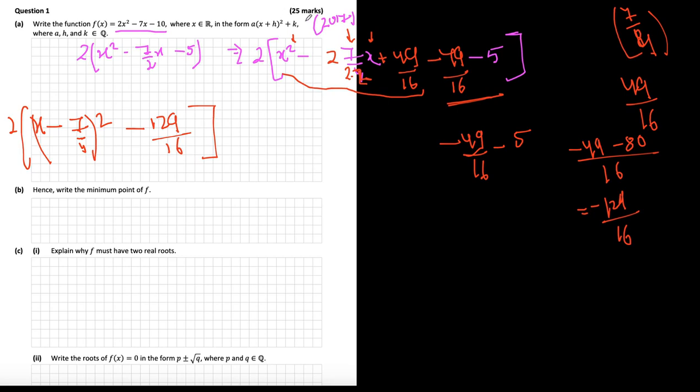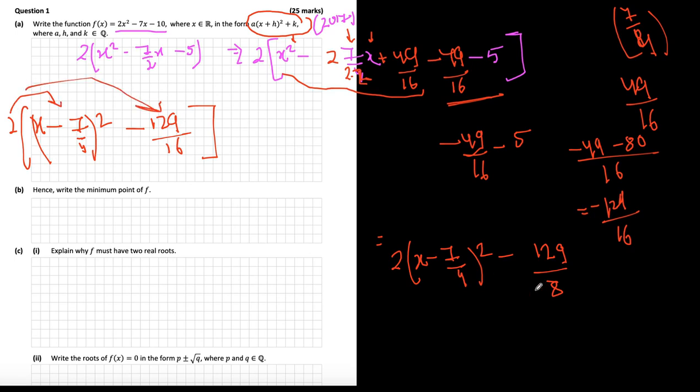Okay, but they want you to write in this form. A will be only with the square format, so I can multiply everything by 2. So what I will get, my final result, I will get 2 times x minus 7 over 4 whole square, and this will become 129 over 8, because I am multiplying this by 2 and that by 2. So this is your final answer for the first question.